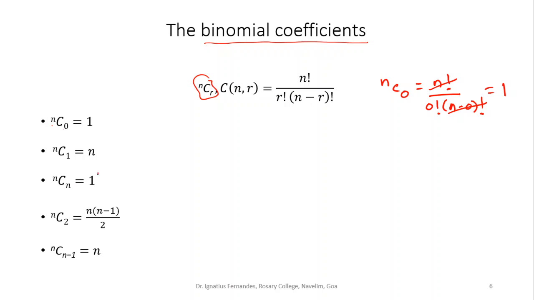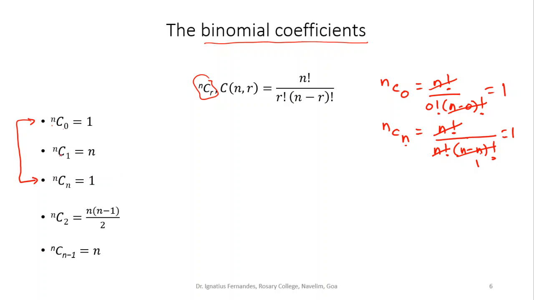The same way with nCn. nCn is n factorial upon r, here r is n now, so this is n factorial into n minus n factorial. n minus n is 0, and 0 factorial is 1. Now this n factorial will cancel with this n factorial, and this is 1. So everything gets cancelled. I have 1. So nC0 and nCn both are always equal to 1, irrespective of what the value of n is.